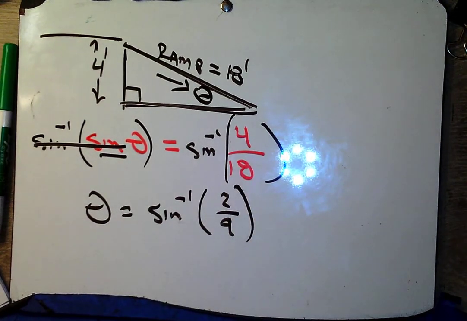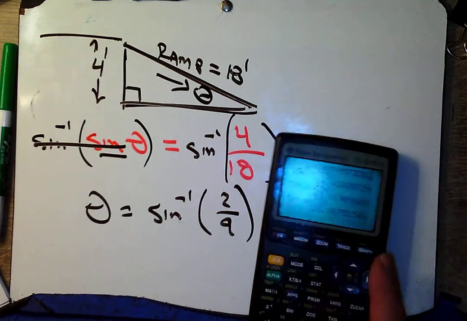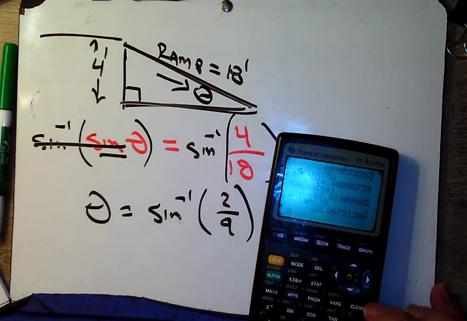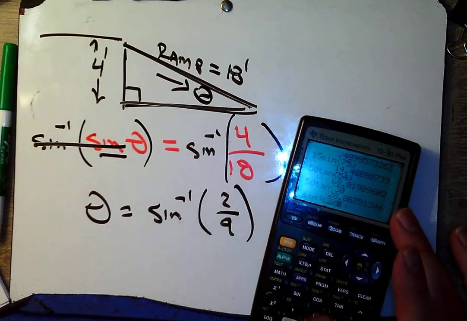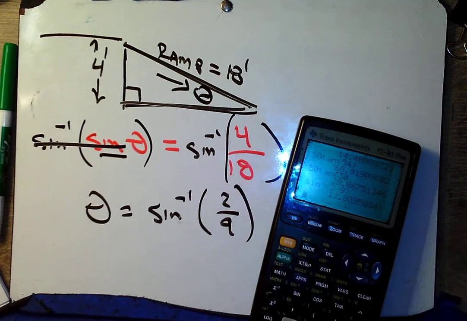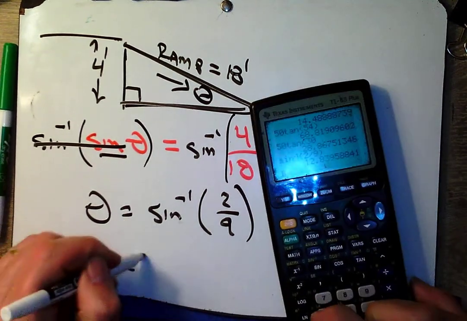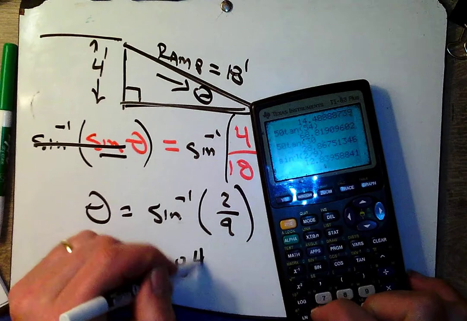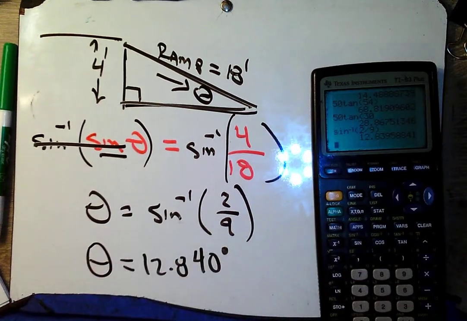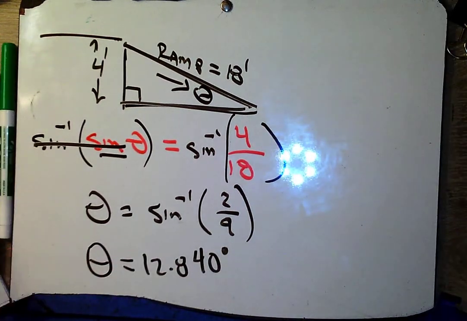Okay, well, let's see what we got. Inverse sine of 2 divided by 9. And I get theta is 12.840 degrees. Okie doke. All right.